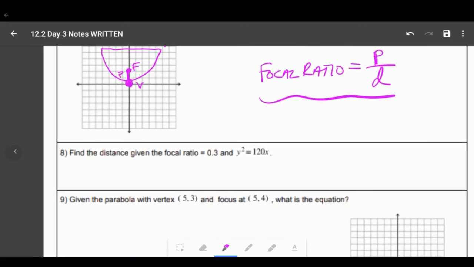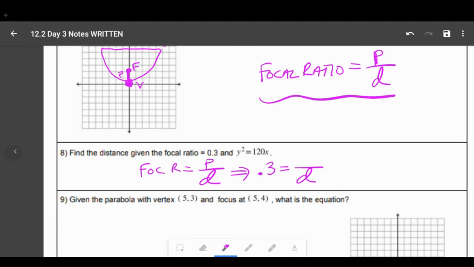So number 8 says just find the distance given the focal ratio is 0.3 and y squared equals 120x. Really simply, I'm going to abbreviate here: focal ratio is equal to the p-value over the d-value. So my focal ratio, it tells us, is 0.3. The d-value I do not know. That's what it's asking me, find the distance. So I have to know what the p-value is.